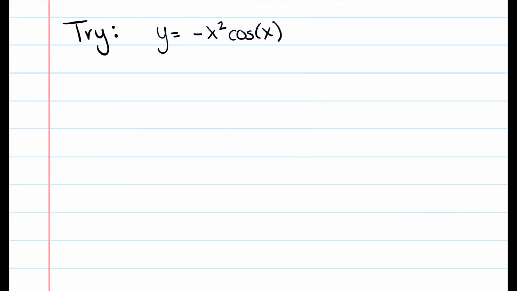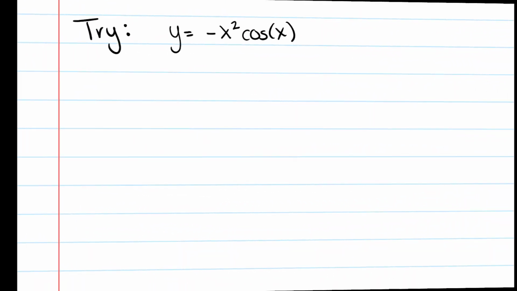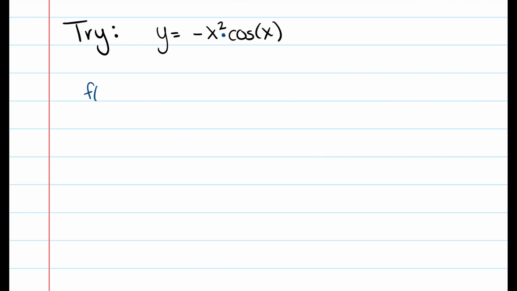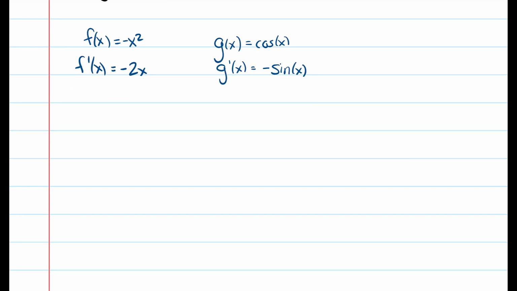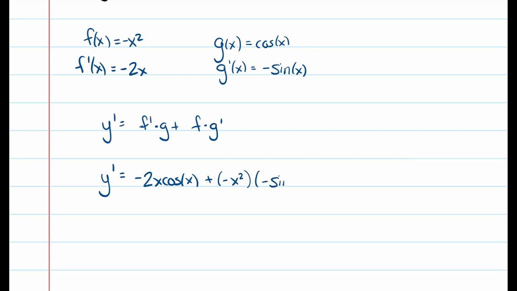On your own now, I want you to try to take the derivative of negative x squared cosine of x. So I see right here that I have two functions, so I'm going to need the product rule. So I get f of x is negative x squared, so f prime of x is negative 2x. And I have g of x is cosine of x, so g prime of x is negative sine of x. And so the product rule states that y prime is equal to f prime times g plus f times g prime. So I get y prime is equal to negative 2x times cosine x plus negative x squared times a negative sine of x. So I get the derivative is negative 2x cosine x plus x squared sine of x.